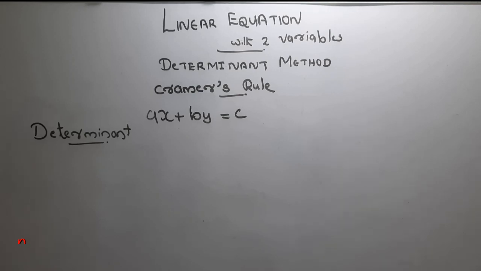Hi, today we are going to discuss another method to find the solution of a linear equation with two variables. In the previous video, we found two methods. This is another method, the determinant method. The determinant method is also known as Cramer's rule. First, we have to become familiar with the term determinant.